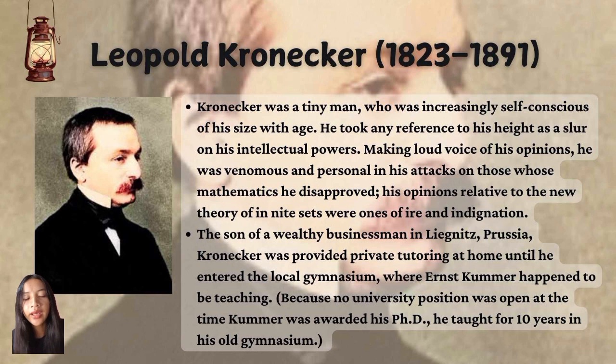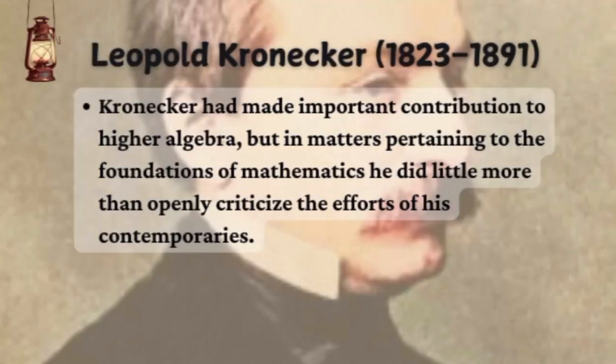He was fortunate to have Ernst Kummer as his teacher at the gymnasium. Kummer was denied a university position despite having earned his PhD, and taught for 10 years at the gymnasium. This highlights Kronecker's strong personality and his influence on the development of mathematics, particularly his opposition to the new theory of infinite sets. It also provides a glimpse into his early life and education, emphasizing the role of his wealthy background and the influence of his teacher, Ernst Kummer.